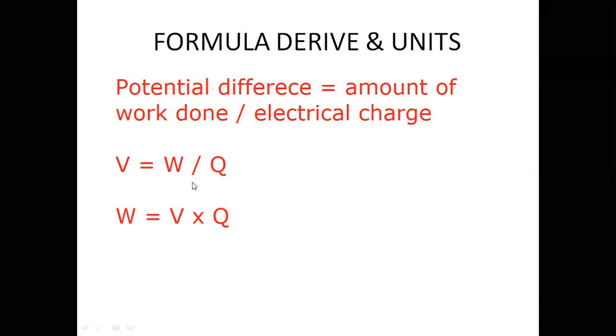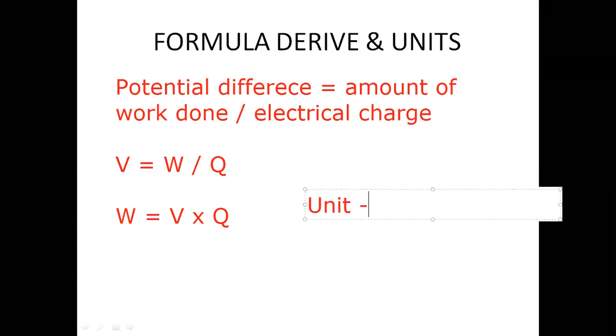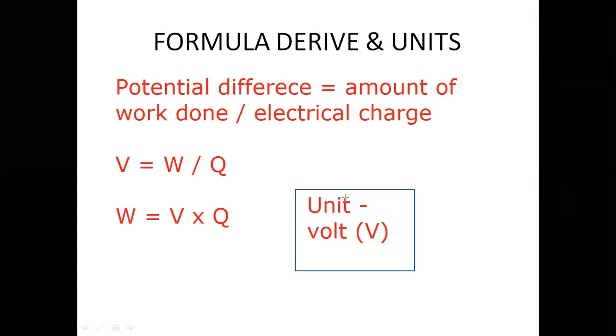Please write down this particular formula in your notebook, and we will also see its unit. The unit of potential difference is volt. Okay, the unit of potential difference is volt, and it is represented by capital V. You also write down this as well. Write down the derivation of the formula, and also its unit. The unit of potential difference is volt.